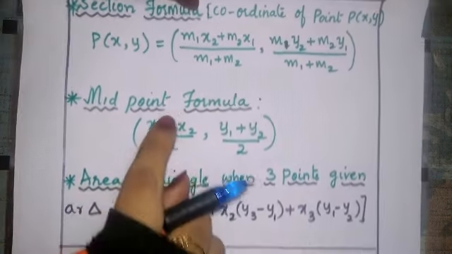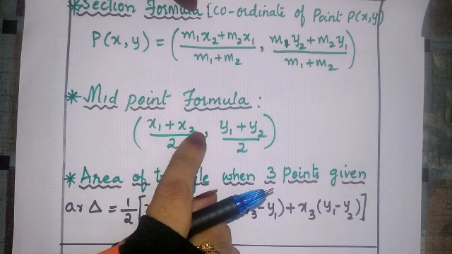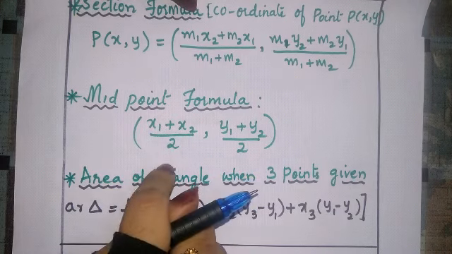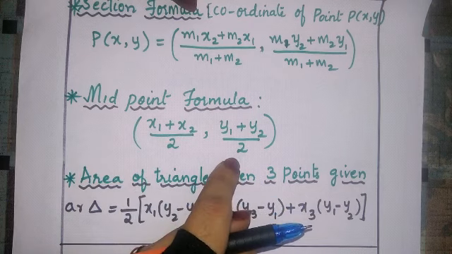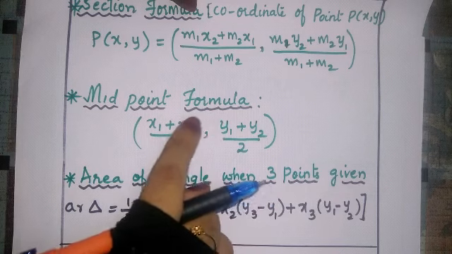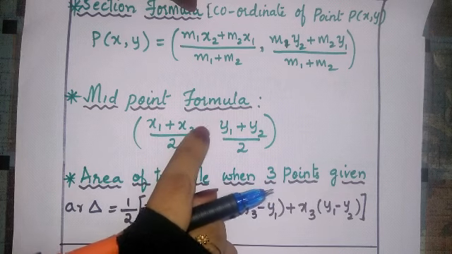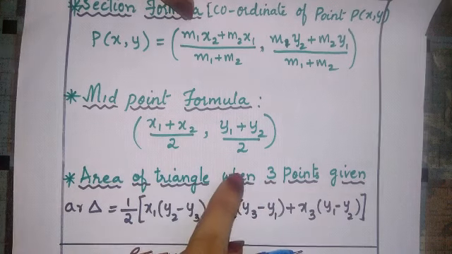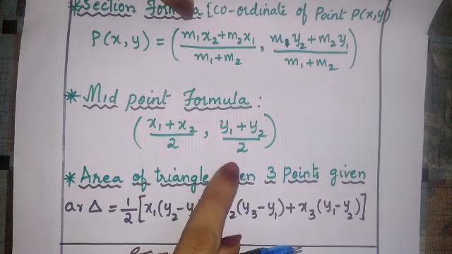Let us see the midpoint formula, which is very important. The midpoint formula is nothing but (x1 plus x2 by 2, y1 plus y2 by 2). This is nothing but the midpoint formula. Problems based on this formula are very important. Find the midpoint between 2 points. At that time you have to use this formula. So you should be perfect in formulas first.